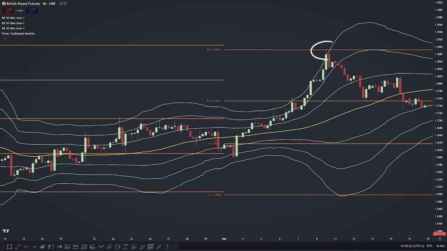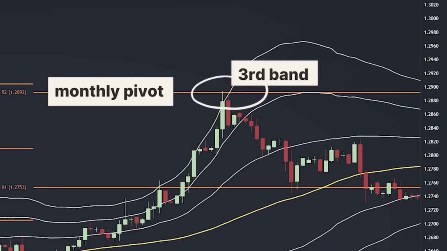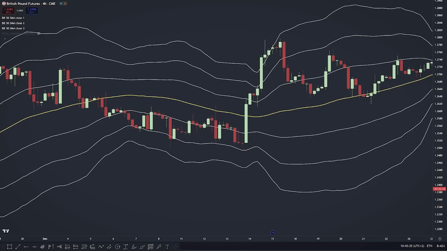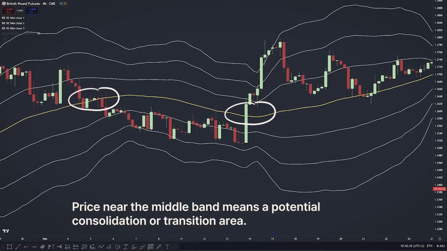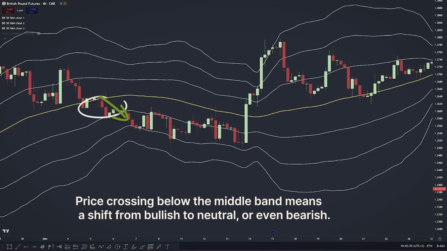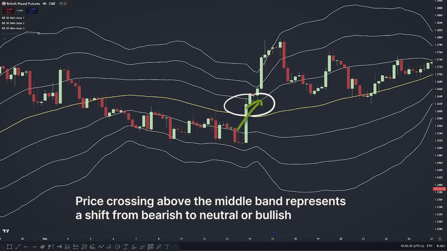You can combine these sightings with monthly pivots. If you see price striking the second or third deviation band exactly at a monthly pivot, that's a potent combination for a reversal. This is how you determine the trend stages. Price near the middle band means a potential consolidation or transition area. Price crossing below the middle band means a shift from bullish to neutral or even bearish. Price crossing above the middle band represents a shift from bearish to neutral or bullish.